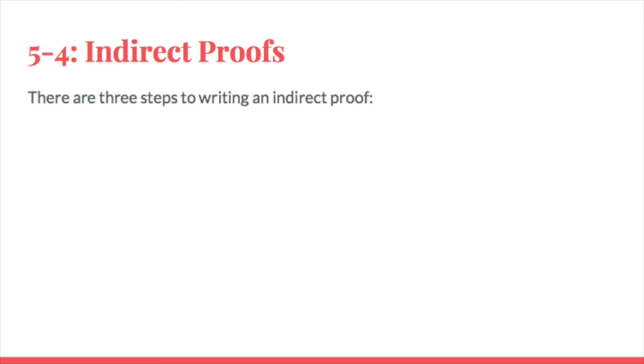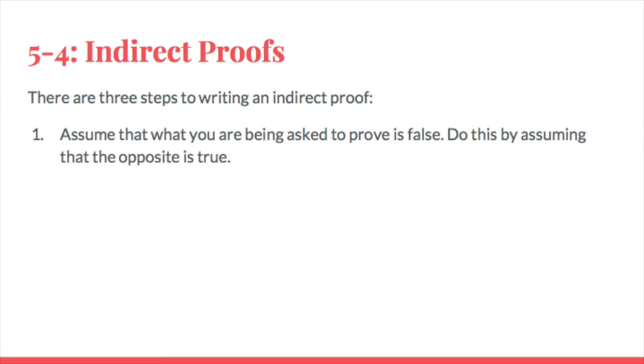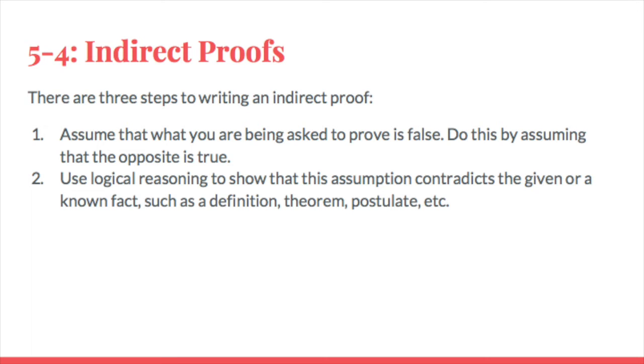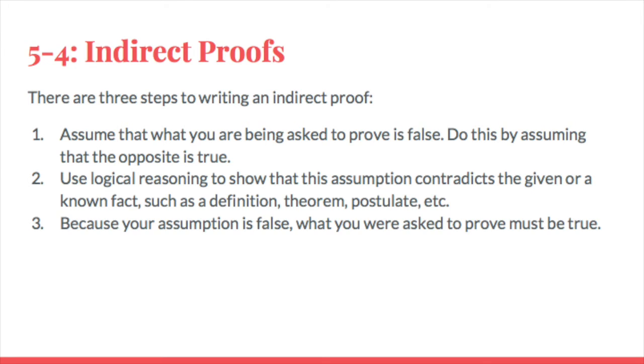To actually write an indirect proof, there are 3 steps. Number 1, assume that what you are being asked to prove is false. Do this by assuming that the opposite is true. Number 2, use logical reasoning to show that this assumption contradicts the given or a known fact, such as a definition, theorem, postulate, etc. Number 3, because your assumption is false, what you are asked to prove must be true.